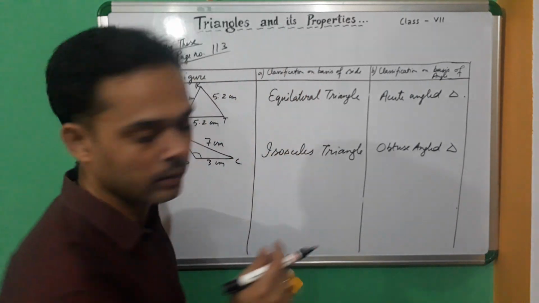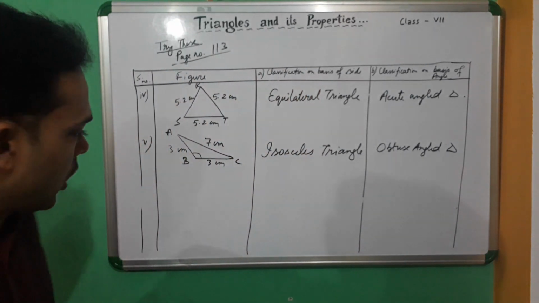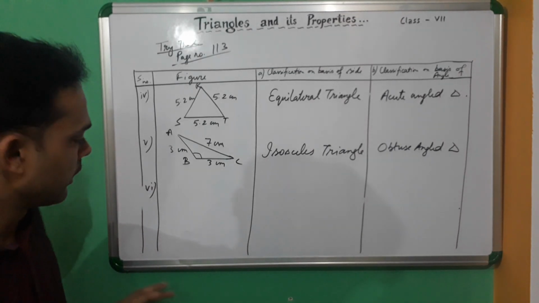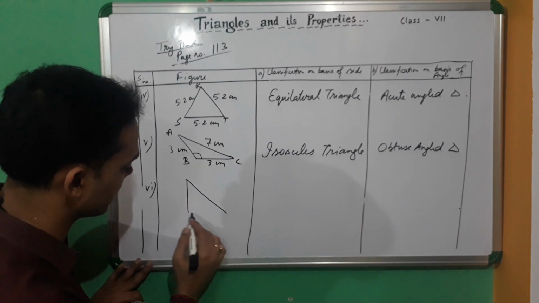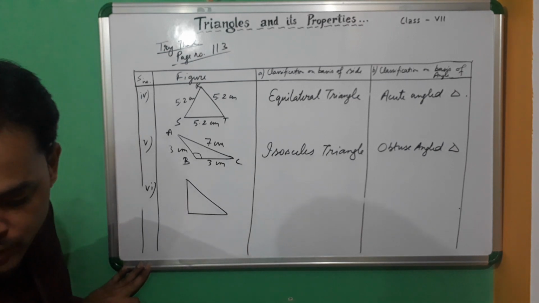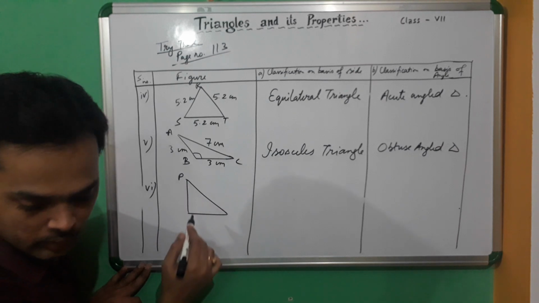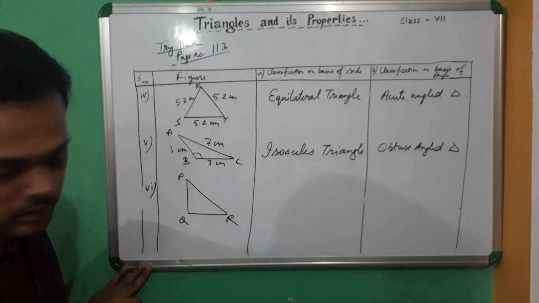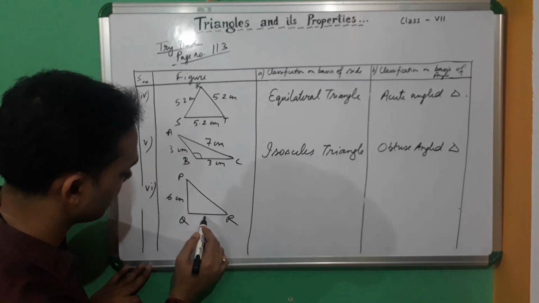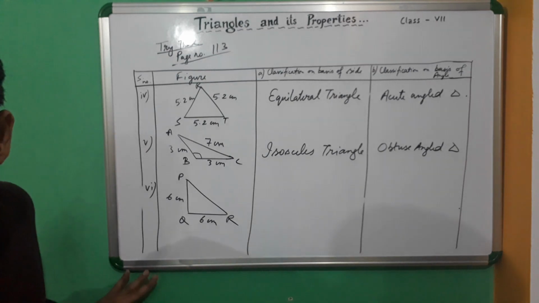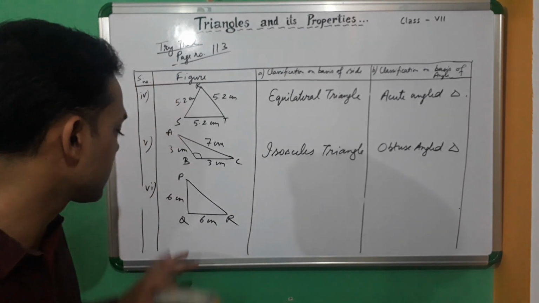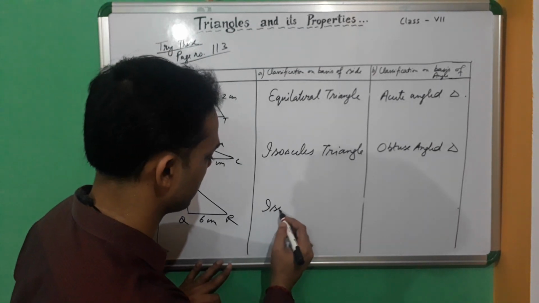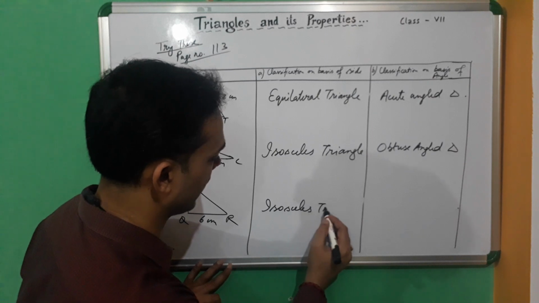Now let's talk about the sixth part. In the sixth part, if you observe, the figure is like this, and it is mentioned that this is P, this is Q, and this is R, and the measurements given are 6 centimeters. This also is 6 centimeters. Since these two sides are the same, once again it is an isosceles triangle.